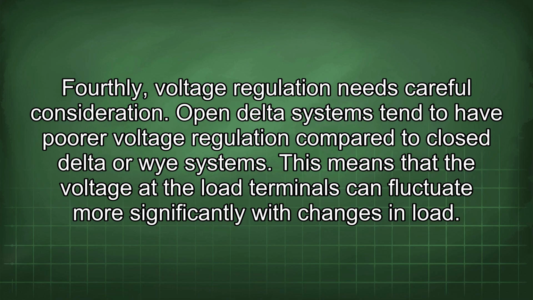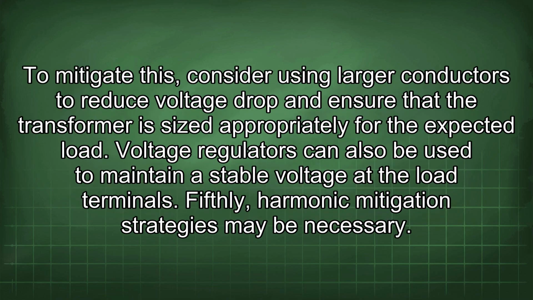Open delta systems tend to have poor voltage regulation compared to closed delta or Y systems. This means that the voltage at the load terminals can fluctuate more significantly with changes in load. To mitigate this, consider using larger conductors to reduce voltage drop and ensure that the transformer is sized appropriately for the expected load. Voltage regulators can also be used to maintain a stable voltage at the load terminals.